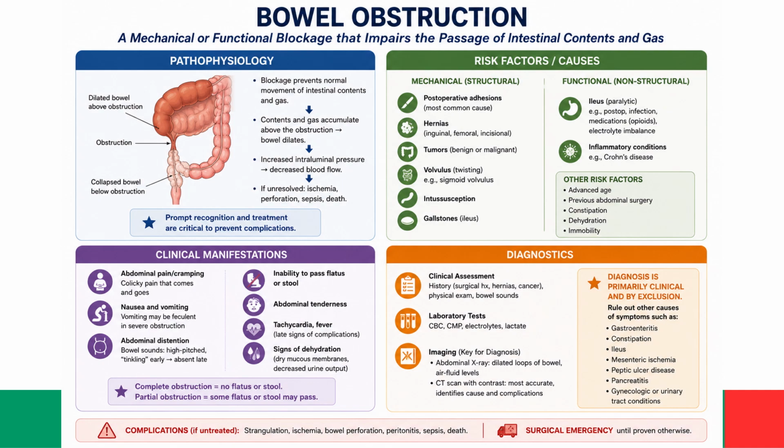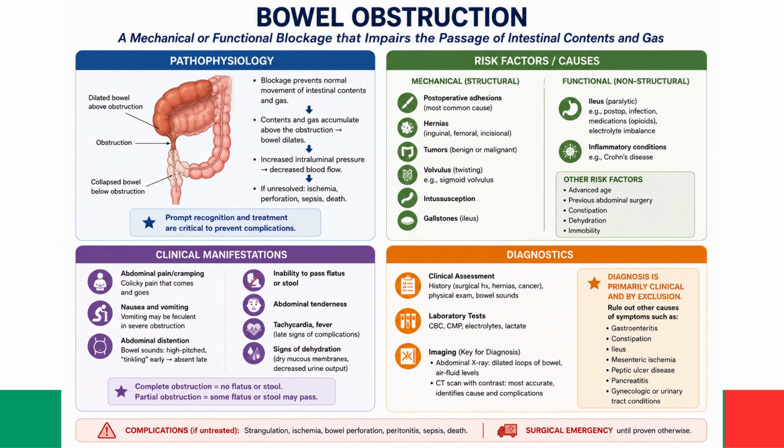And look at the distinction at the bottom of the slide. With a complete obstruction, nothing is getting through. So eventually the patient will be unable to pass stool or flatus, which we call obstipation. And with a partial obstruction, some intestinal contents may still pass. So the fact that a patient had a bowel movement does not automatically rule out an obstruction. Sometimes we see little bits of diarrhea, little pellets of stool, but they may still have an obstruction.